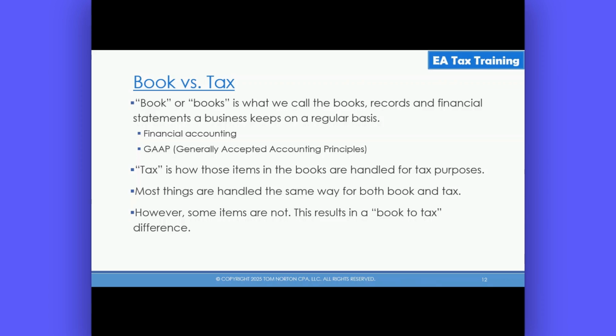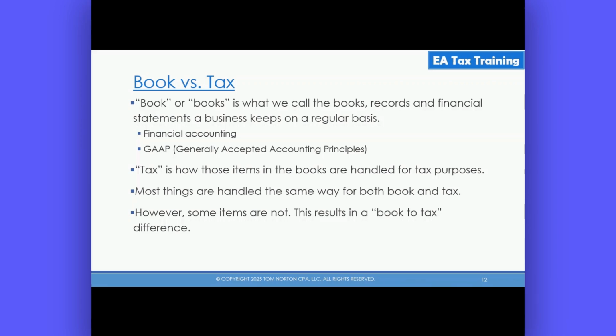Now, having said that, I don't want to give the impression that there's lots and lots of differences. Most of the things are handled the same way for both book and tax. So if you look at the income statement and you see gross revenue and salaries and repairs and maintenance, all of these basic things are going to be handled the same way, but there are going to be a few things that are different. Those differences are called book to tax differences.